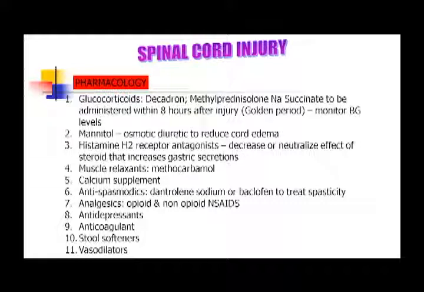Histamine or H2 receptor antagonists, they will now help by decreasing or neutralizing the effect of steroid that increases gastric secretions. So again, remember, steroids or glucocorticoids are given to these patients. One of their side effects would be increasing gastric secretions. How can we counter increased gastric secretions? We give them H2 blockers.